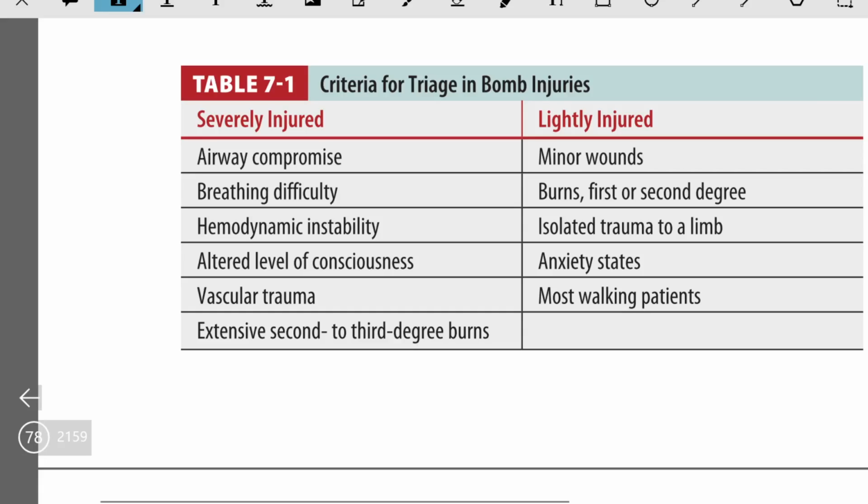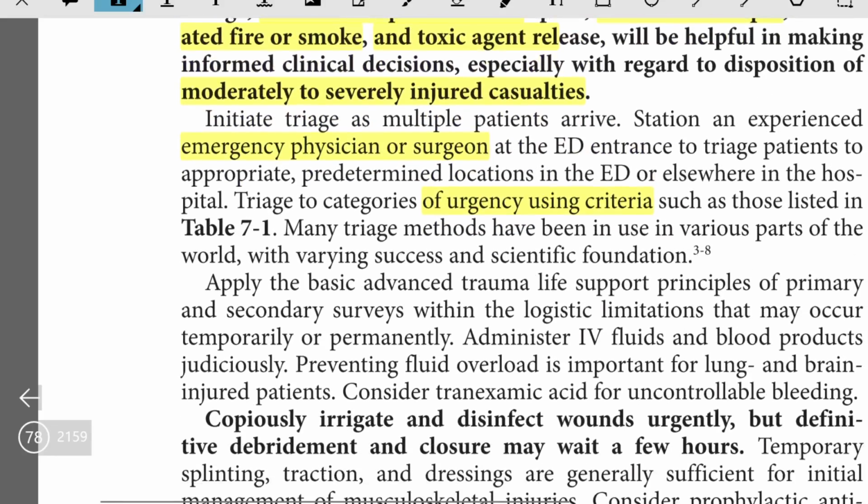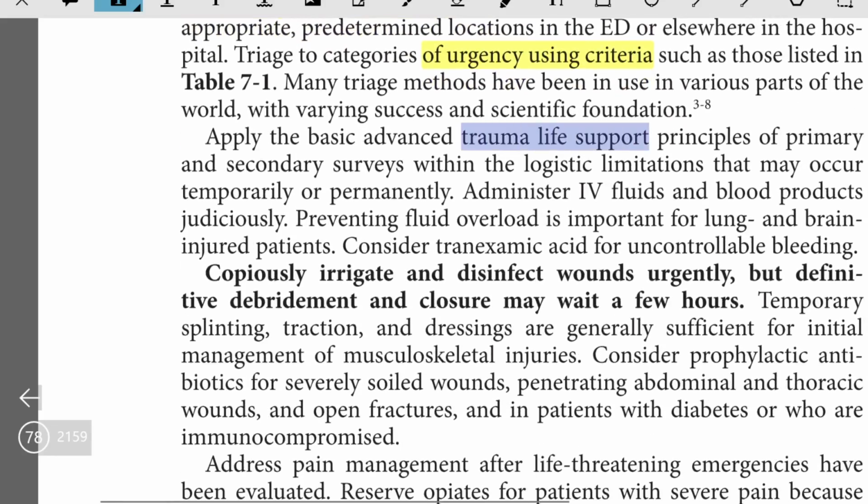The red category includes airway compromise, breathing difficulty, hemodynamic instability, altered mental status, altered level of consciousness, vascular trauma, and extensive second to third degree burns. We need to apply basic and advanced trauma life support principles, like primary and secondary support, within logistic limitations, but that may occur temporarily or permanently. Administer IV fluids and blood products judiciously, and preventing fluid overload is important for lung and brain injured patients.